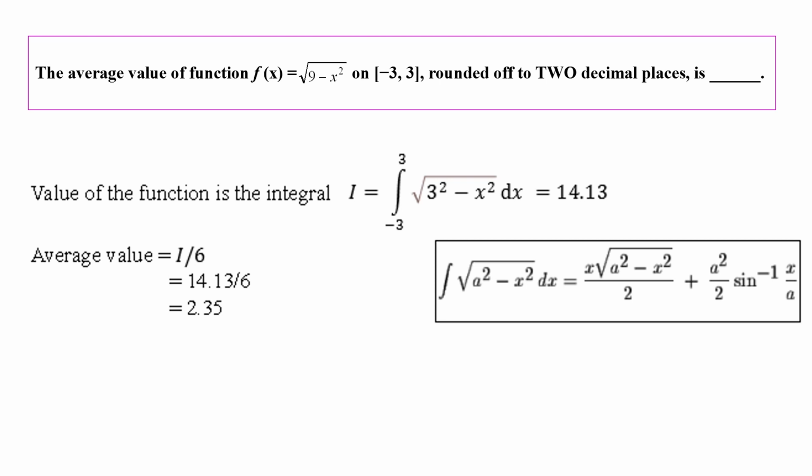Now because this interval is over a range of 6 units, to find the average value we will have to divide this I value by 6. So 14.13 divided by 6 comes out to be 2.35. The answer can be anything between 2.30 to 2.40. So 2.35 seems to be the correct answer.